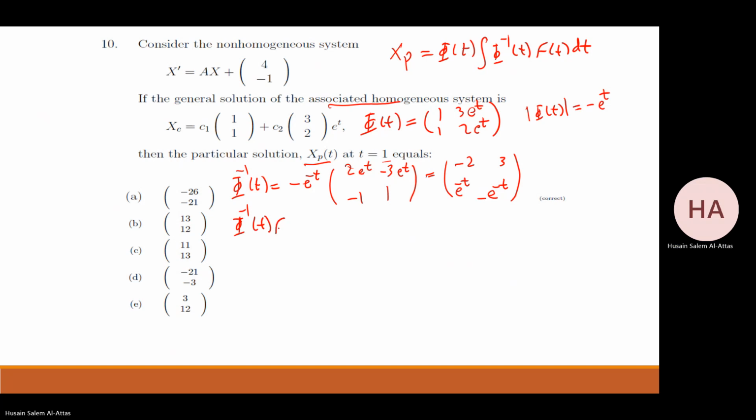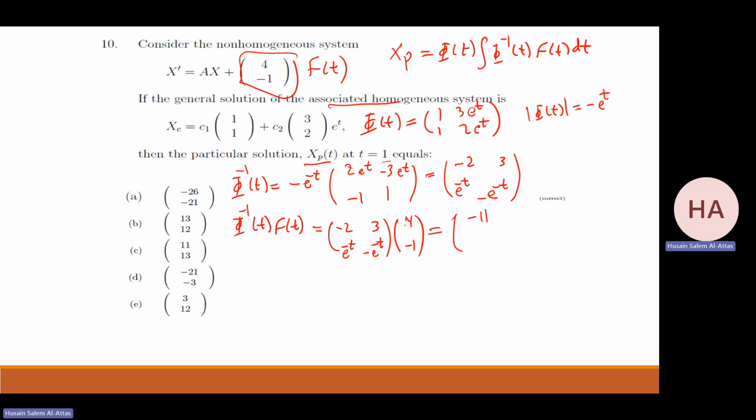Phi inverse of t times f of t. This is phi inverse, and this is f of t, by the way. So that will be this times 4 and minus 1. I need to be careful. Minus 8 minus 3, that is minus 11. Here I have 4 plus 1, that is 5 e to the minus t. So it's the integral of this, which you call y, phi inverse of t f of t dt. That will be the integral of minus 11 and minus 5 e to the minus t.